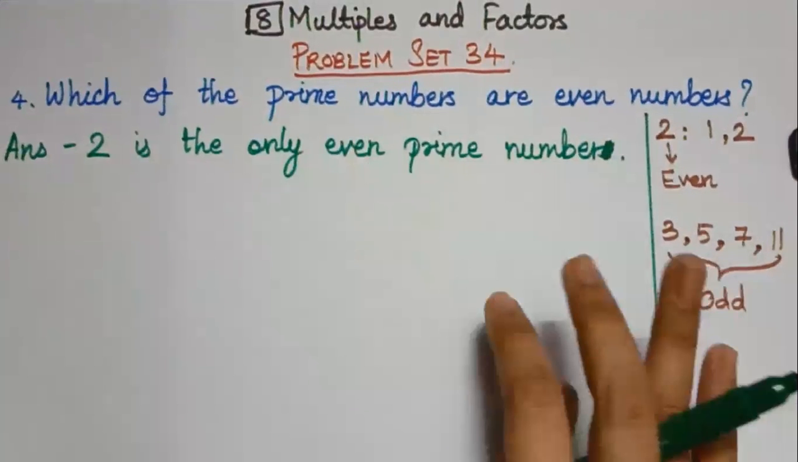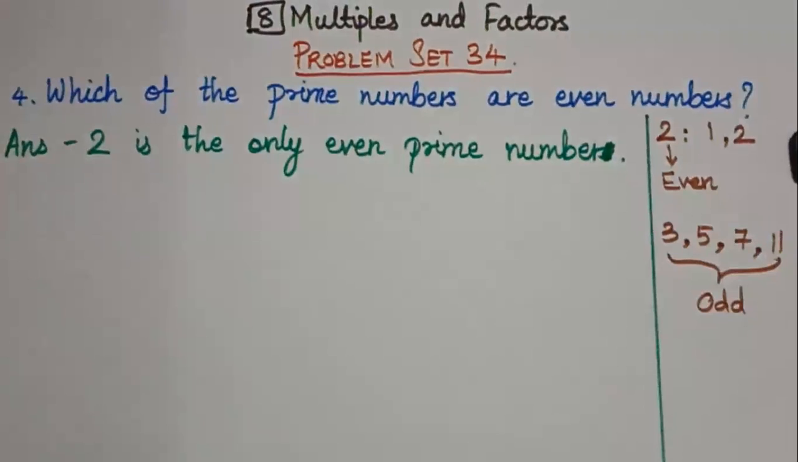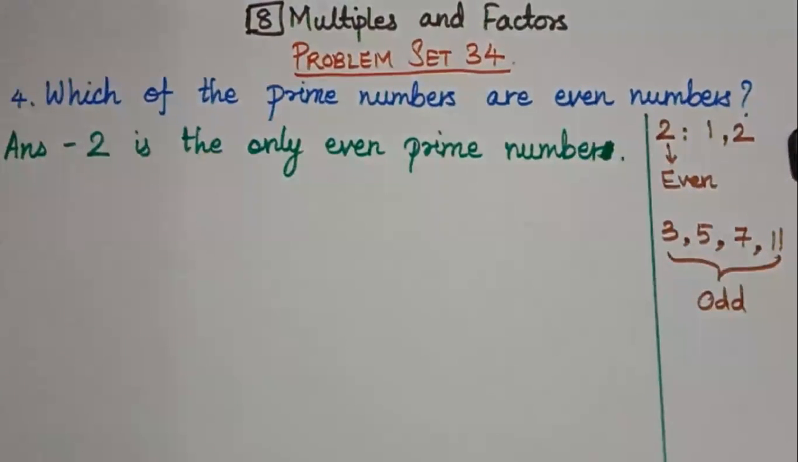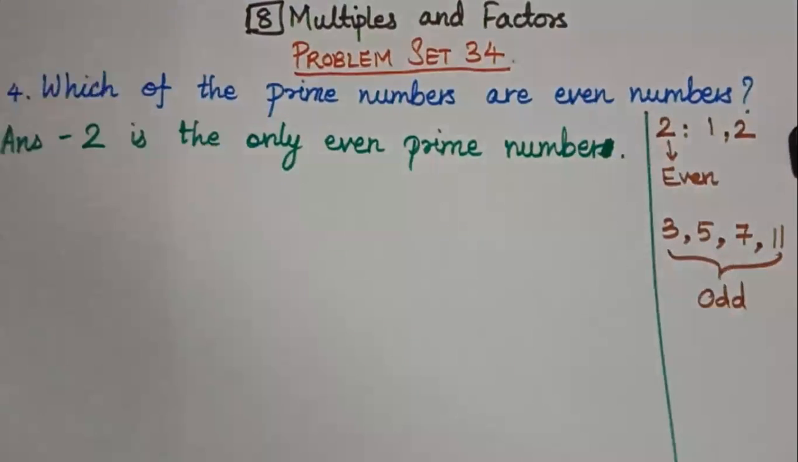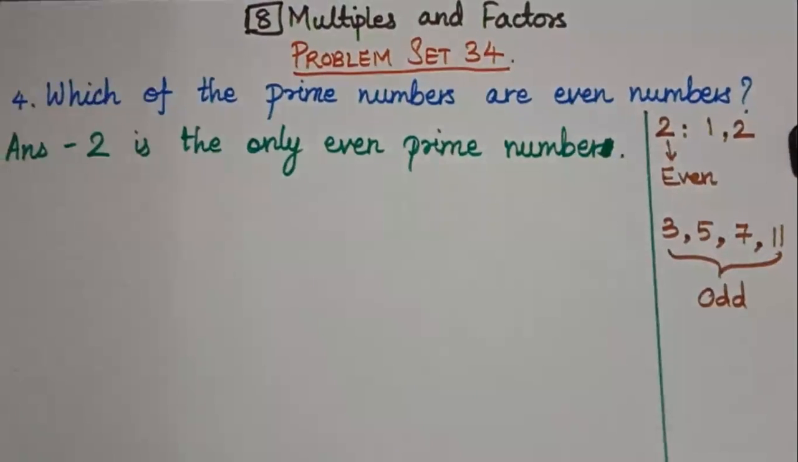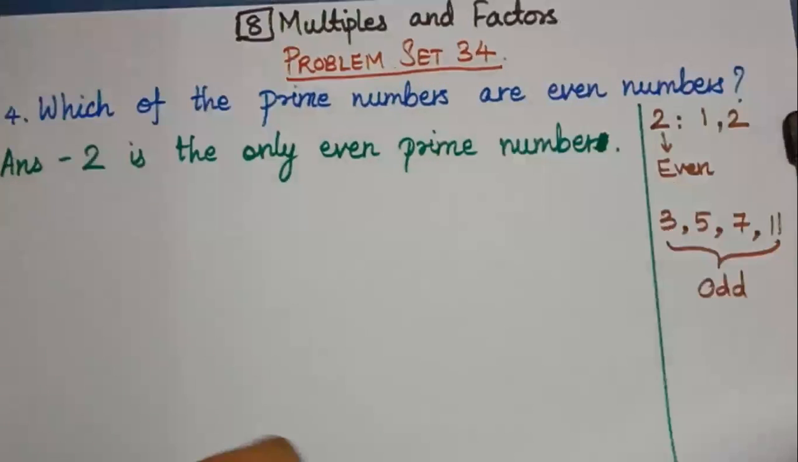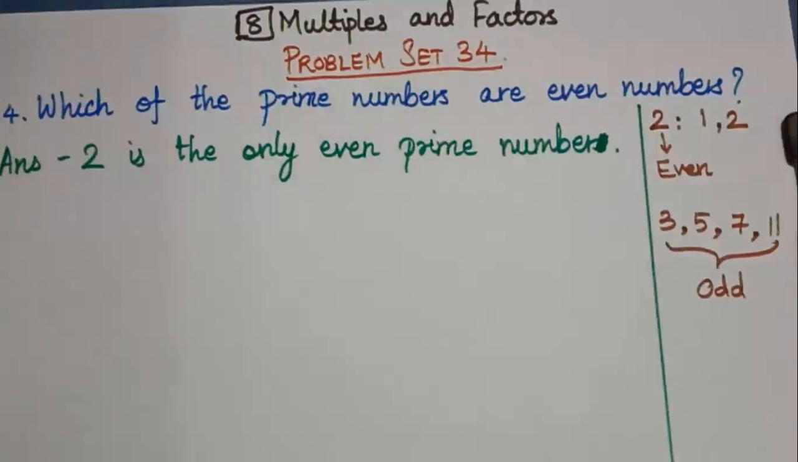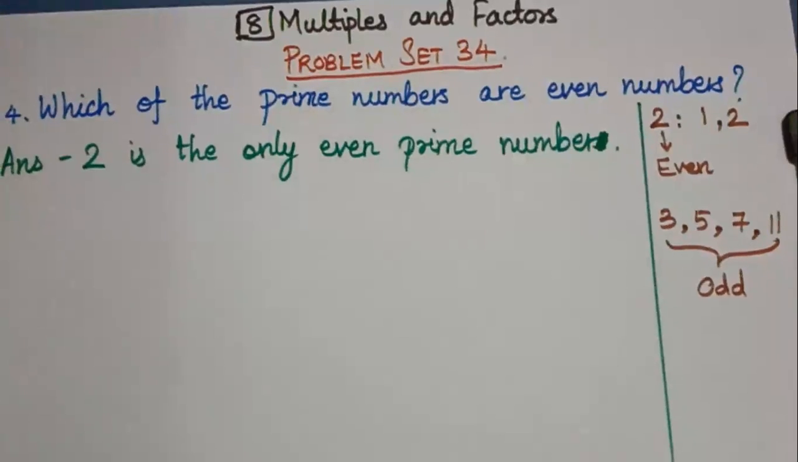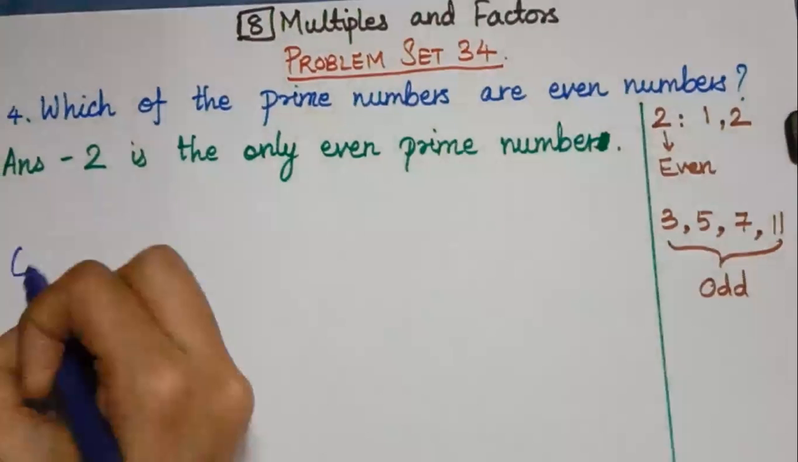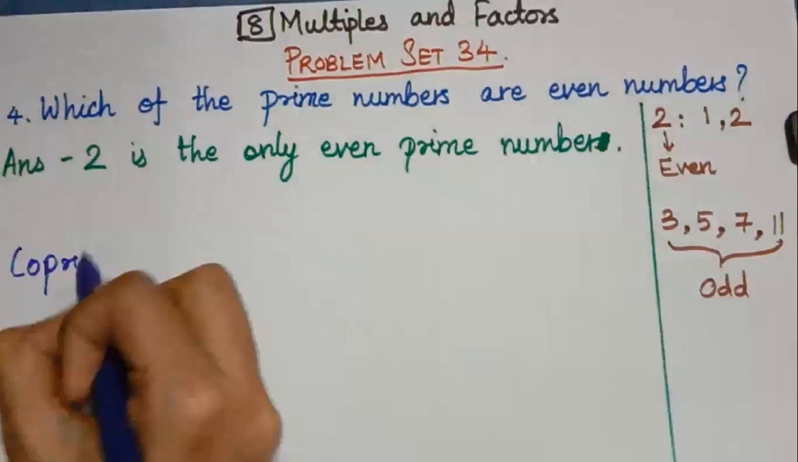Okay? Now, in order to go ahead with problem set 35, we will just see what that problem set is about. And in order to start with that problem set, we will first understand what that problem set is saying. In problem set 35, there is a question related to co-prime numbers, and to answer that question we will have to first understand what co-prime numbers are.